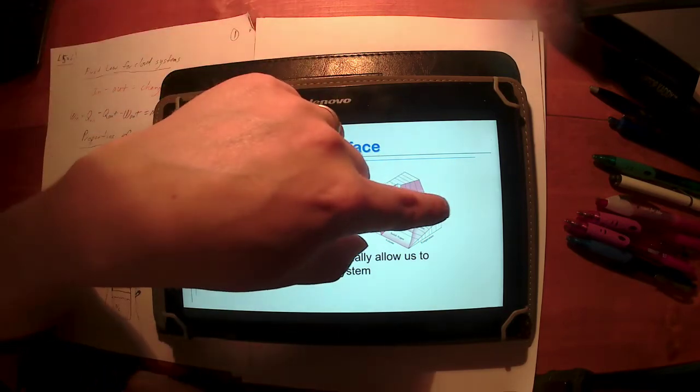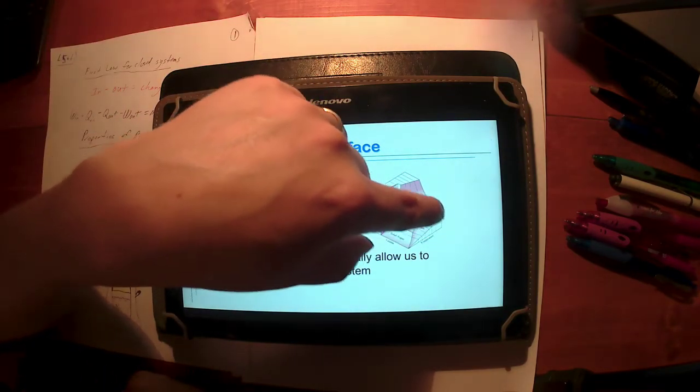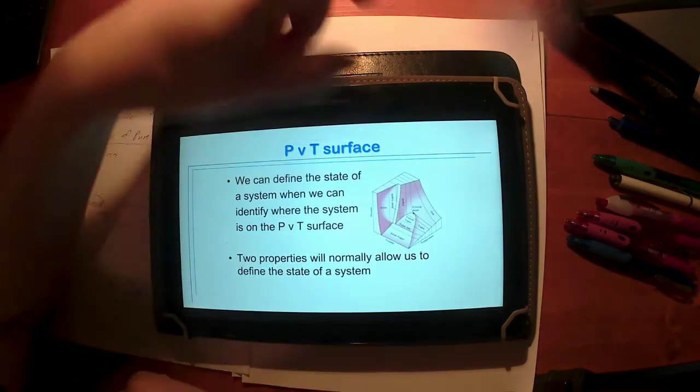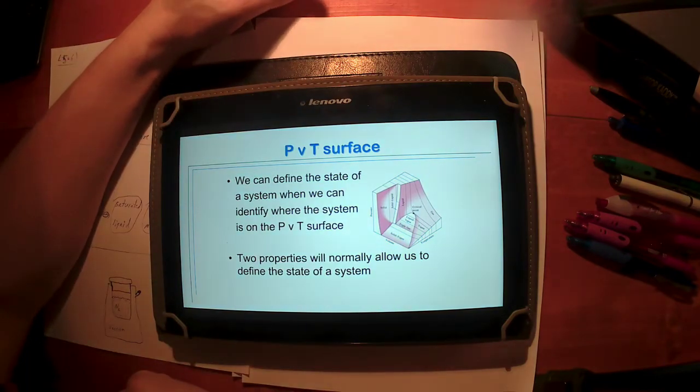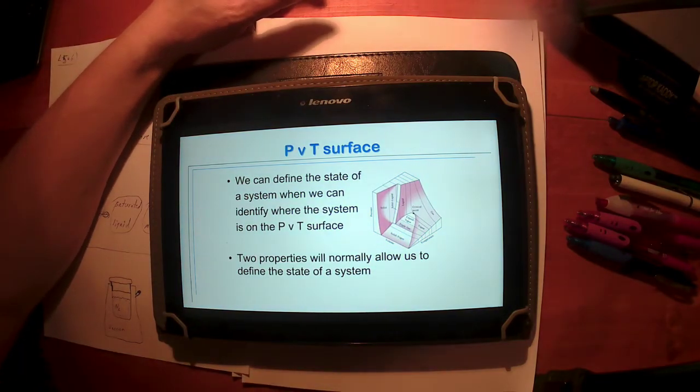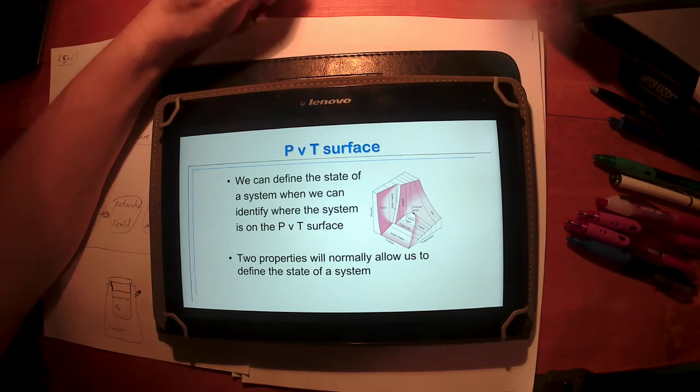If I'm beyond the critical point, notice they've labeled this the gas region. So if I'm up in here beyond the critical point, I can often refer to that as the ideal gas region. I can treat it as an ideal gas, and things become very simple. But you have to know that to make that assumption.